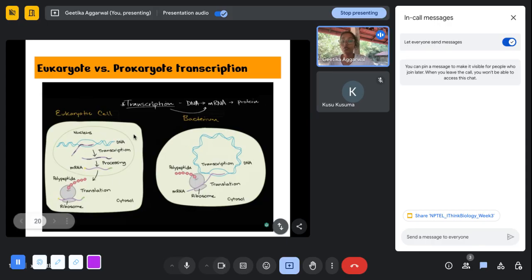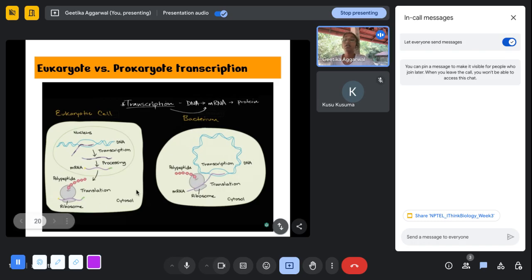So, here is an example of a eukaryotic cell, and here is a bacterium. In a bacterium, as you might already be aware, there is no nucleus. DNA is just present as a double helix in the cytoplasm itself. So, one important part is that transcription and translation can happen simultaneously, and they are not separated in space or in time. So here you can see in this image that the DNA is being transcribed into RNA, and the RNA is simultaneously being translated into a polypeptide chain. So these two things can happen simultaneously.